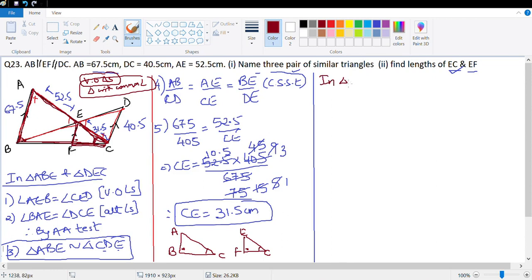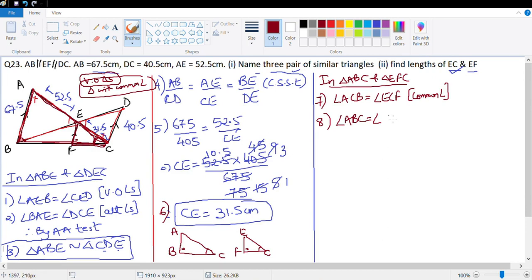So in triangle ABC and triangle EFC, so this was point number 6. Let's go to point number 7. Point number 7 would be angle ACB is equal to angle ECF. This is the common angle. And point number 8 would be angle ABC is equal to angle EFC. This is corresponding angles.